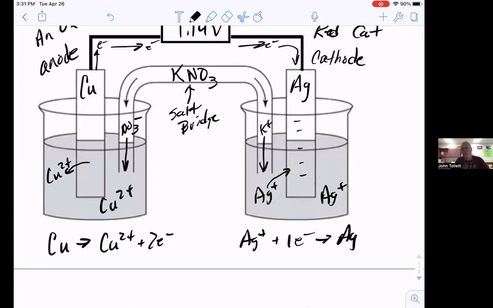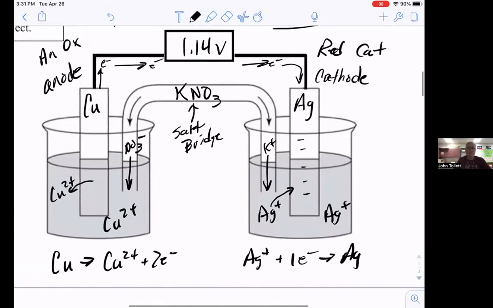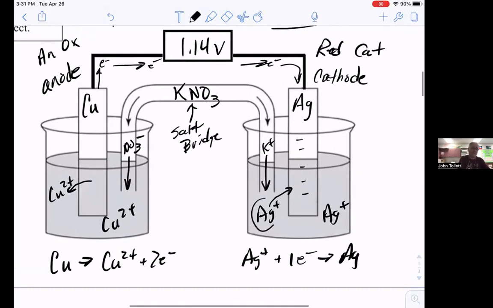Now, when is the cell going to die? I'm looking at 1.14 volts, but that voltage is going to continue to go down as the cell runs, just like a battery will go down as you use it. What's going to happen is these silver ions are going to be depleted. Now you're dumping potassium ions in there, but that doesn't matter. Potassium is not going to produce elemental potassium on the silver. So once I've run out of ions, the battery is dead. Something else that could happen, which is probably more unlikely, is that the copper electrode could be depleted, giving all the copper ions in solution, no more copper present.